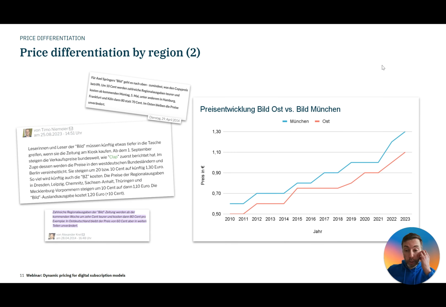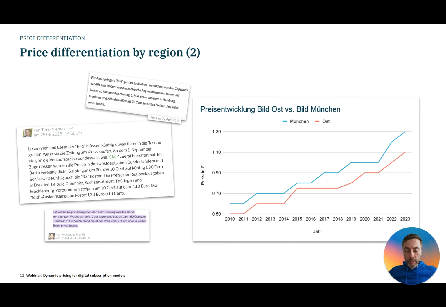You can also differentiate your printed newspapers, like Bild in this case. Same example from Munich. You see on the right-hand side that the copy prices at the news booth are usually more expensive than in Eastern Germany. Historically, it's been around 20 cents more, which is according to the willingness to pay in the area, as well as the competitive prices in the area.